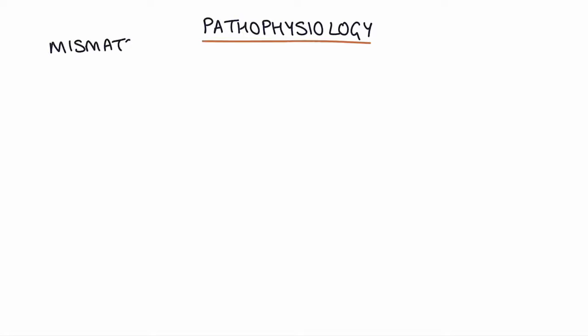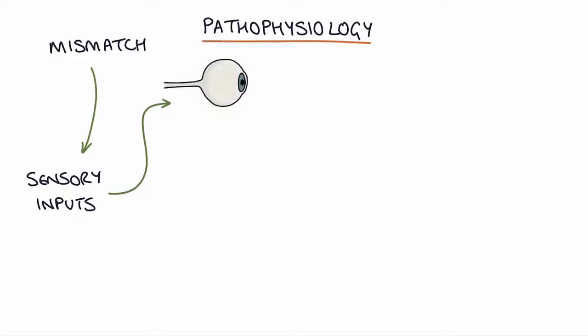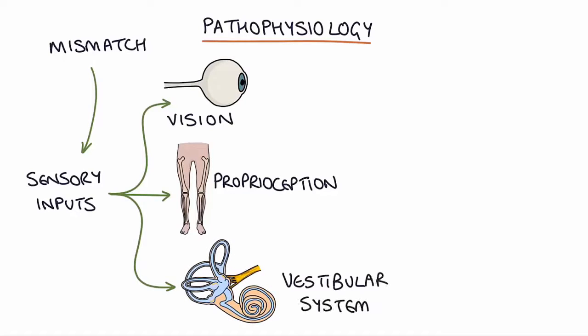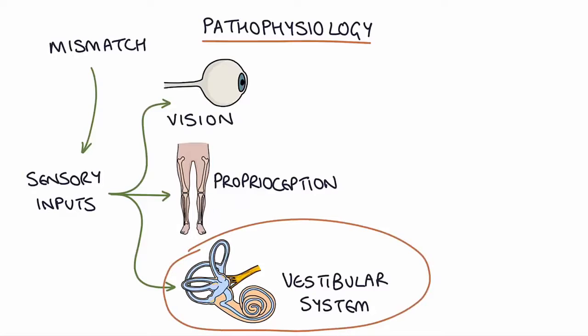So let's go through the pathophysiology of vertigo. Vertigo is caused by a mismatch between the sensory inputs that are responsible for maintaining your posture, and these inputs are vision from your eyes, proprioception from your joints, and signals from the vestibular system. The vestibular system is the most important sensory system to understand when we're learning about vertigo.